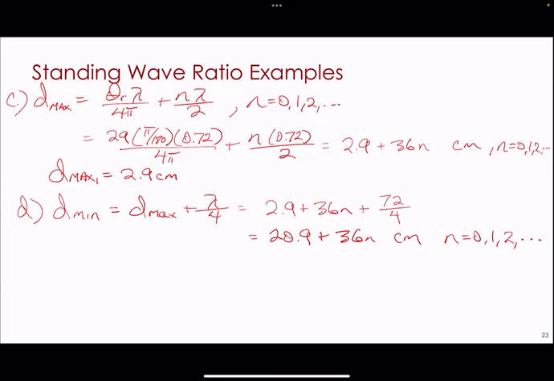Okay. And then they repeat themselves. It goes maximum, minimum, maximum, minimum, maximum, minimum. It repeats itself after each half wavelength. Any questions about this one?